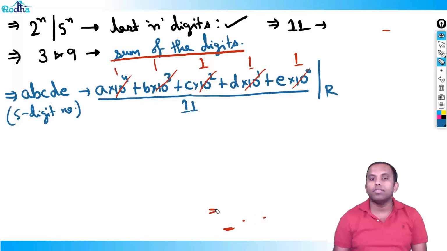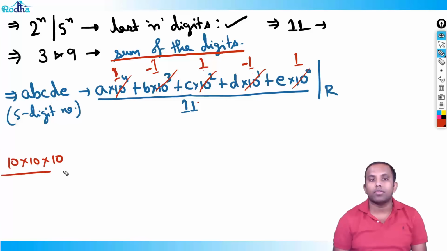See, in this case, a negative remainder will come into the picture, right? Because 1 by 11, the remainder is 1 only. 10 by 11, what is the remainder? Minus 1. 100 by 11, what is the remainder? Plus 1. 1000 by 11, it is how much? Minus 1. 10,000 by 11, it is plus 1. Because for 1000 by 11, 10 into 10 into 10 by 11, I am calculating the remainder: minus 1, minus 1, minus 1, it is minus 1 only. So 10 cube by 11 is minus 1.